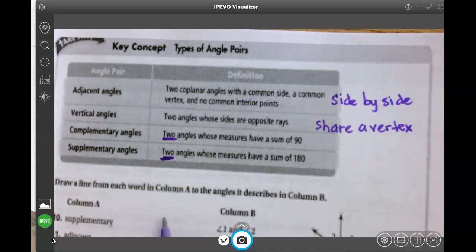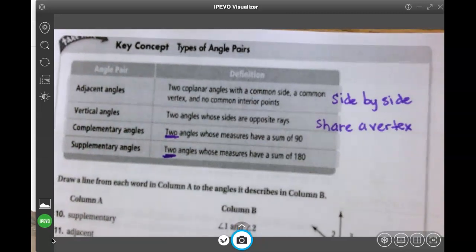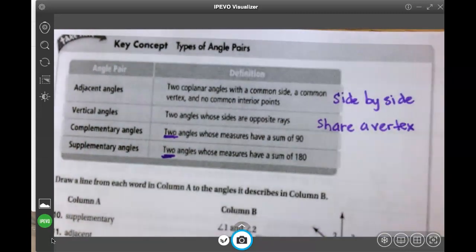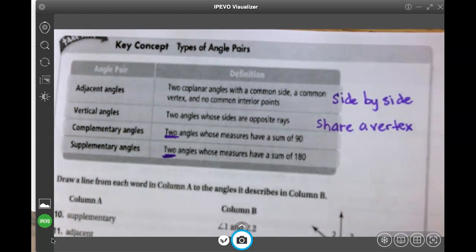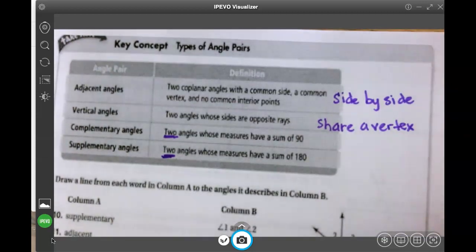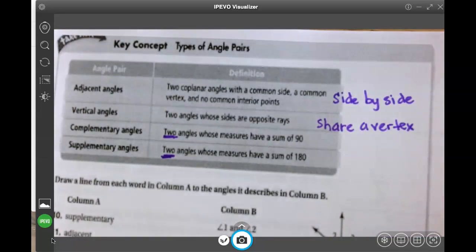It says, draw a line from each word in column A to the angles it describes in column B. Supplementary. So look at column B. This is the easiest way to do this. Look at angle 1 and angle 2. Angle 1 and angle 2 share a middle ray. They share a vertex, but they have different side lengths, right? These are what we call, now look, you could also say, see that right angle right there? Can we assume that angle 1 and angle 2 make up a right angle as well? Could we assume that?